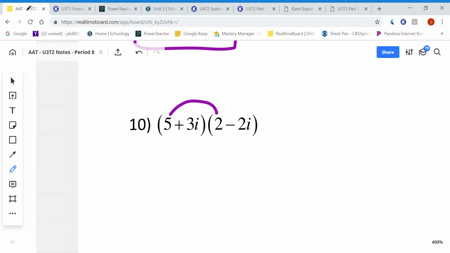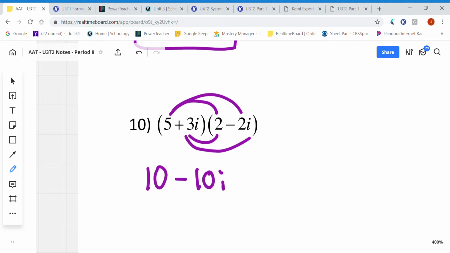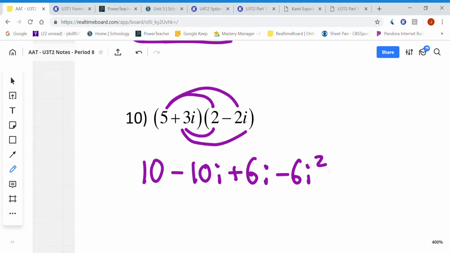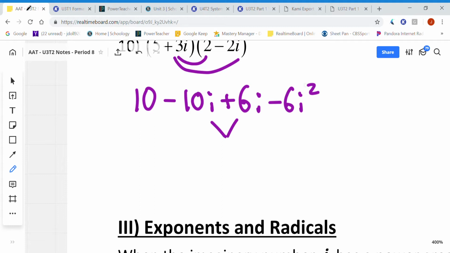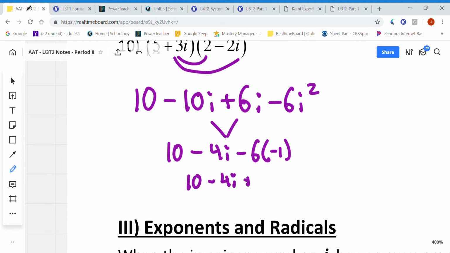You're distributing. So 5 times 2, 5 times 2i, 3i times 2, 3i times negative 2. So I'll get 10 minus 10i, and then I will get 6i minus 6i squared. Right, so now we need to combine our like terms here, but we also need to simplify that i squared. So this becomes 10 minus 4i minus 6 times negative 1. Well, 6 times negative 1 is now a real number, positive 6. So I can combine my like terms one more time to get 16 with the real numbers, and 16 plus 4i.